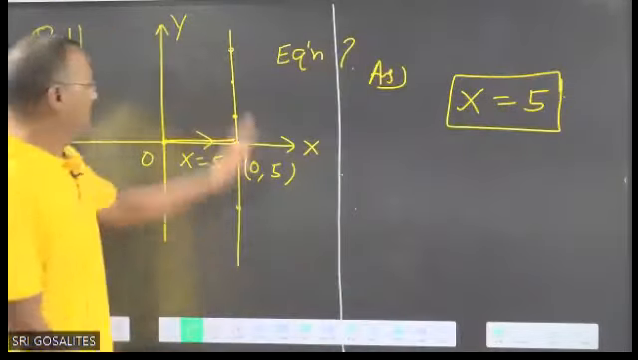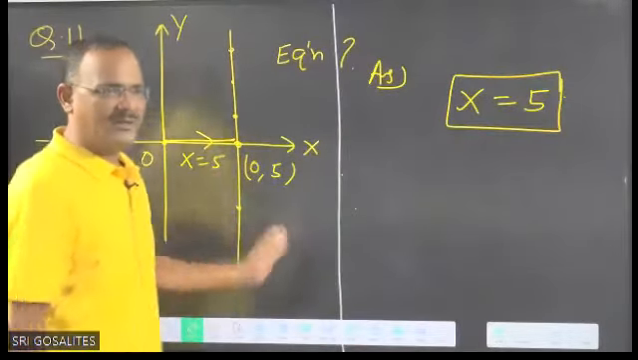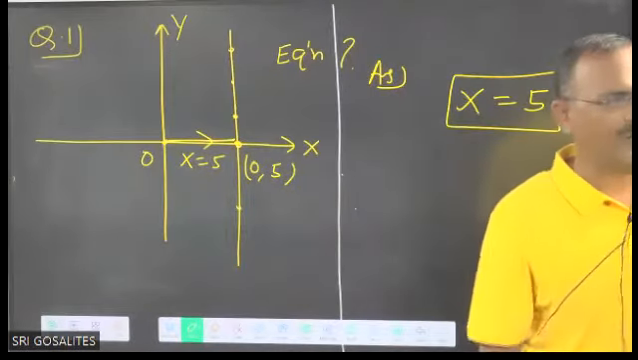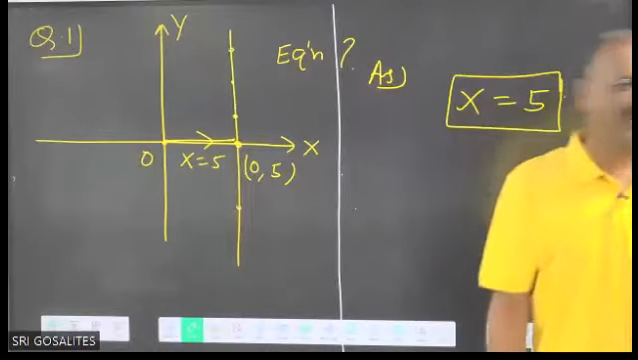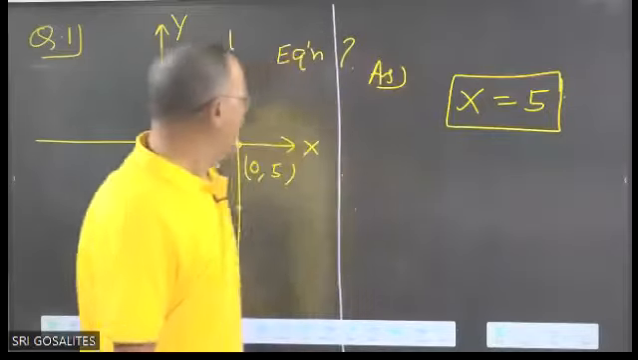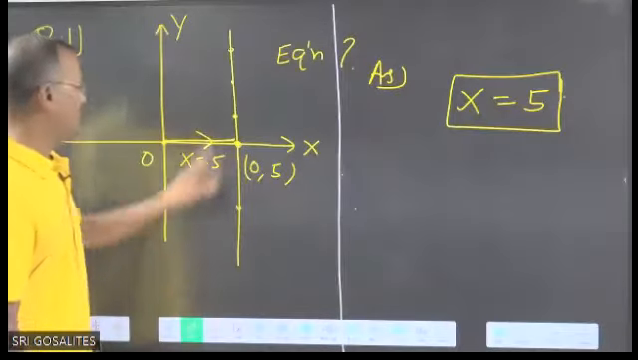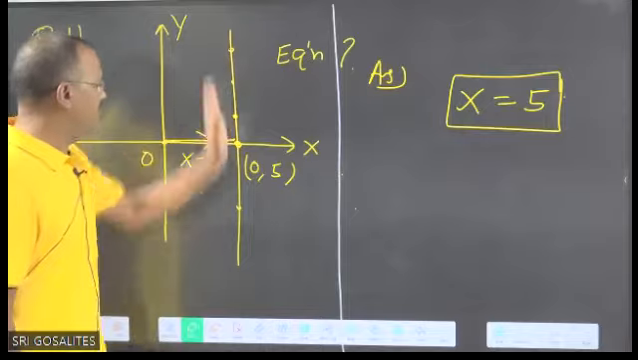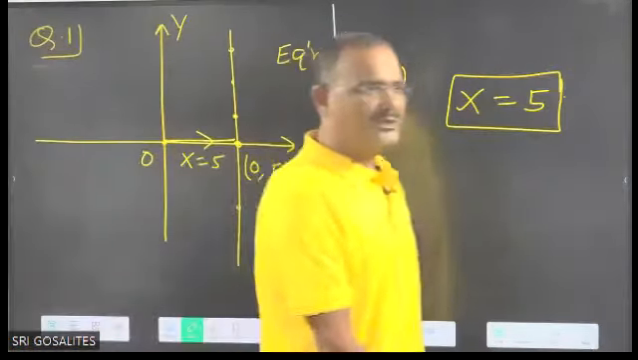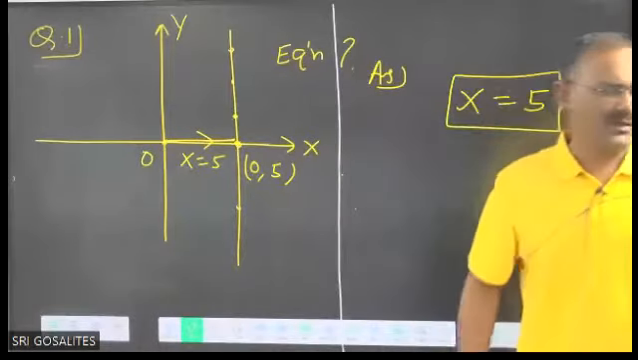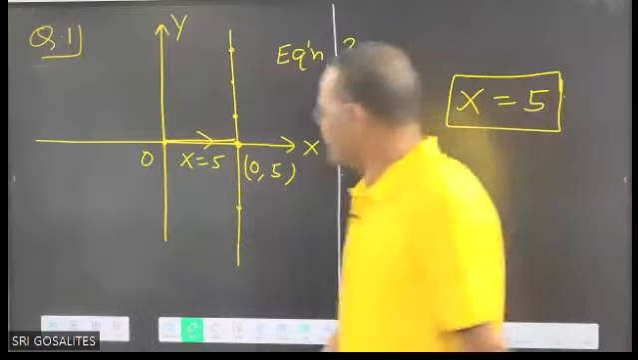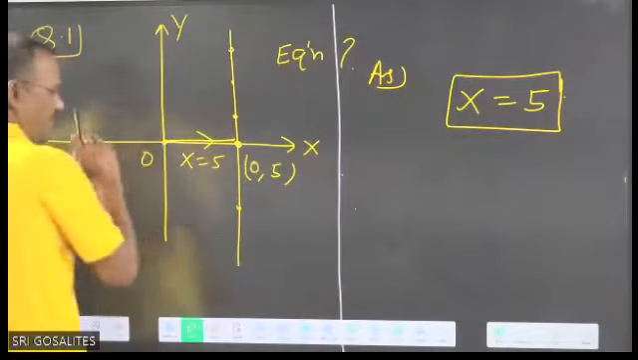Because you go anywhere on this line, x coordinate has been fixed. Copy kariye. It's not that slope cannot be defined. Property of this is the parallel to y-axis, so x coordinate is fixed. It is always 5. In the slope form, you need not to write it. For 0 and 90, we are not using the slope form. Okay. Right. So this is the first question.